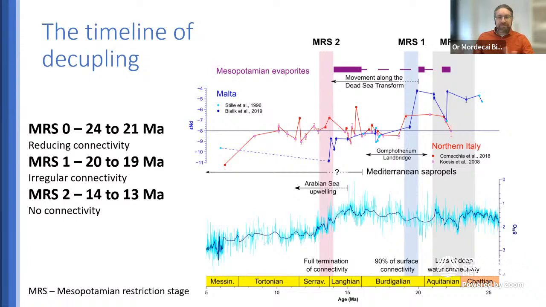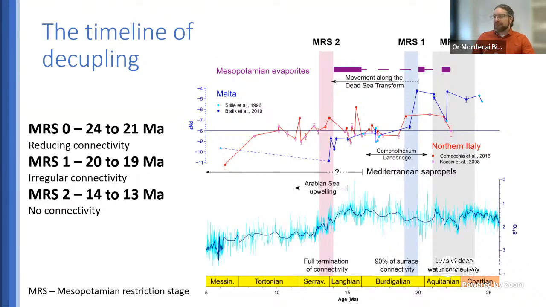Razmjooi recently proposed the term Mesopotamian restriction stage, which I like, and I'm using it. So we have MRS0, that's the loss of deep water between 24 and 21. MRS1, the loss of most of the surface water exchange, that's between 20 and 19, mostly around 20. And then MRS2 between 14 and 13, and that's the final termination of connectivity.